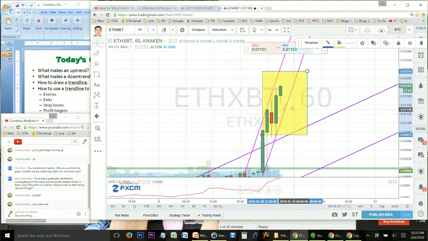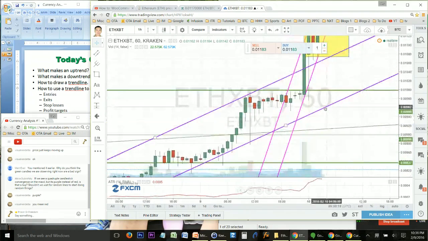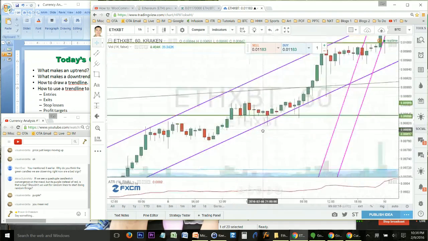You guys see that? You don't want to get caught in that pullback and try to go long. So what you guys want to do is wait until it comes back and hits this trend line or this trend line and then get in. At least you're going with the trend and you're going at the bottom of the channel.